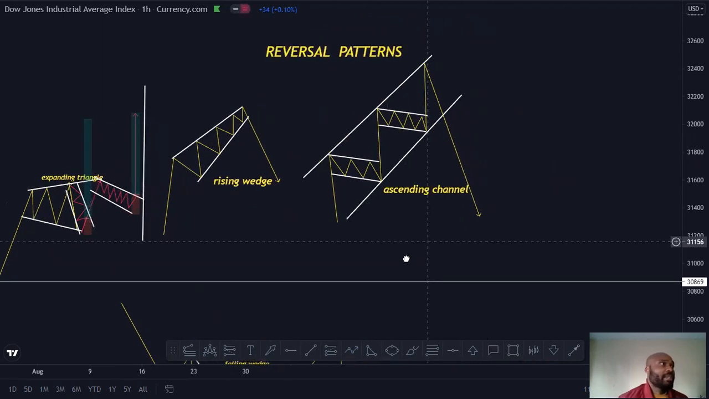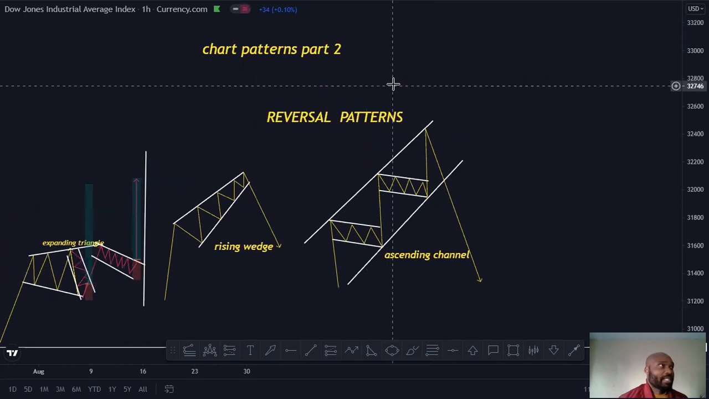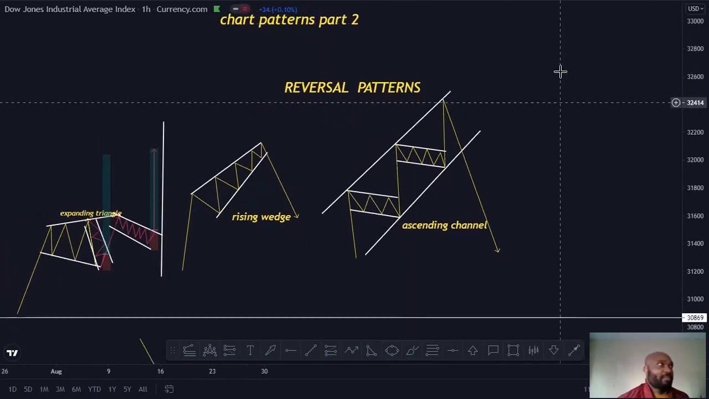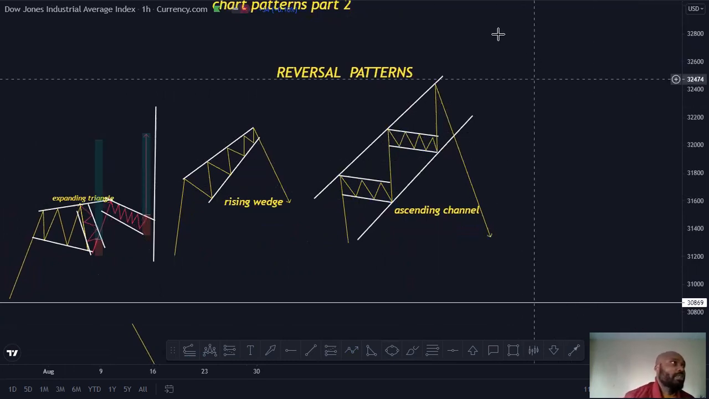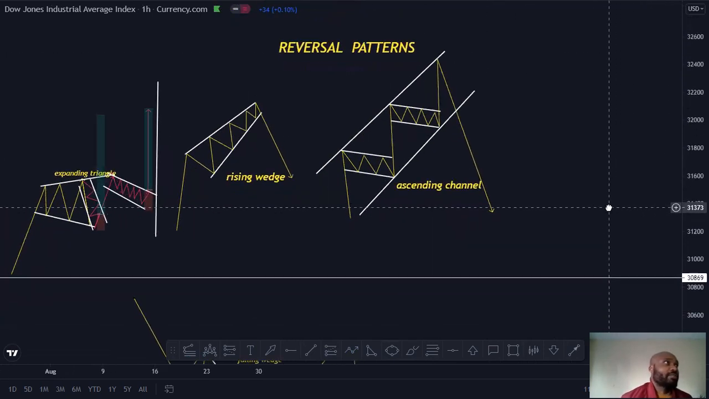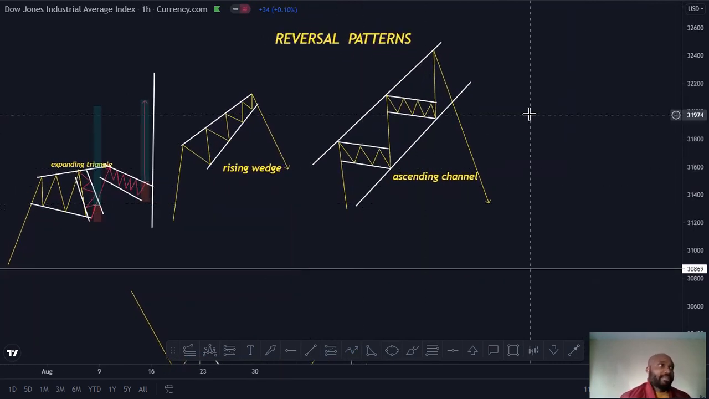So now I want us to jump into reversal patterns. Remember, guys, we're doing chart patterns part 2. We did chart patterns part 1, and I'm just going to add the link in the description so you can see it as well in case you didn't watch it, okay? So now we are on the reversal patterns, okay, guys?